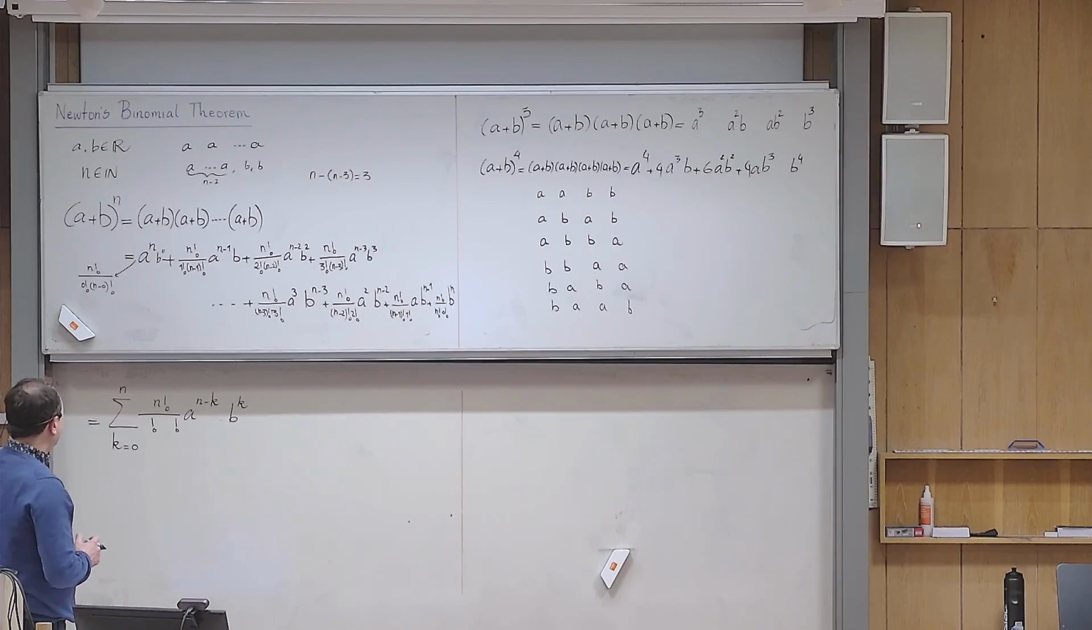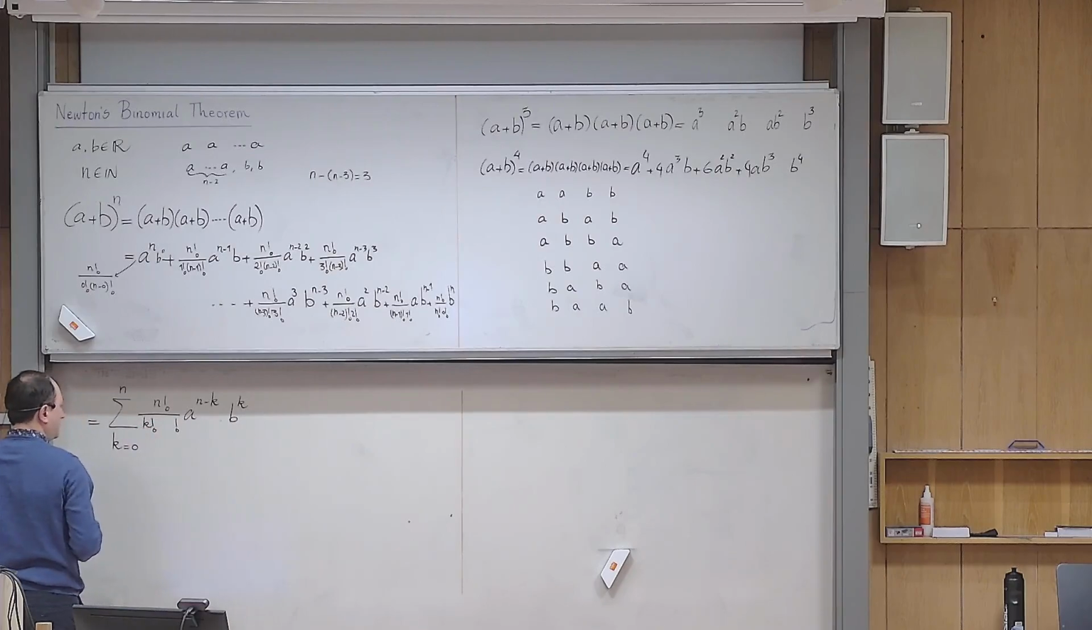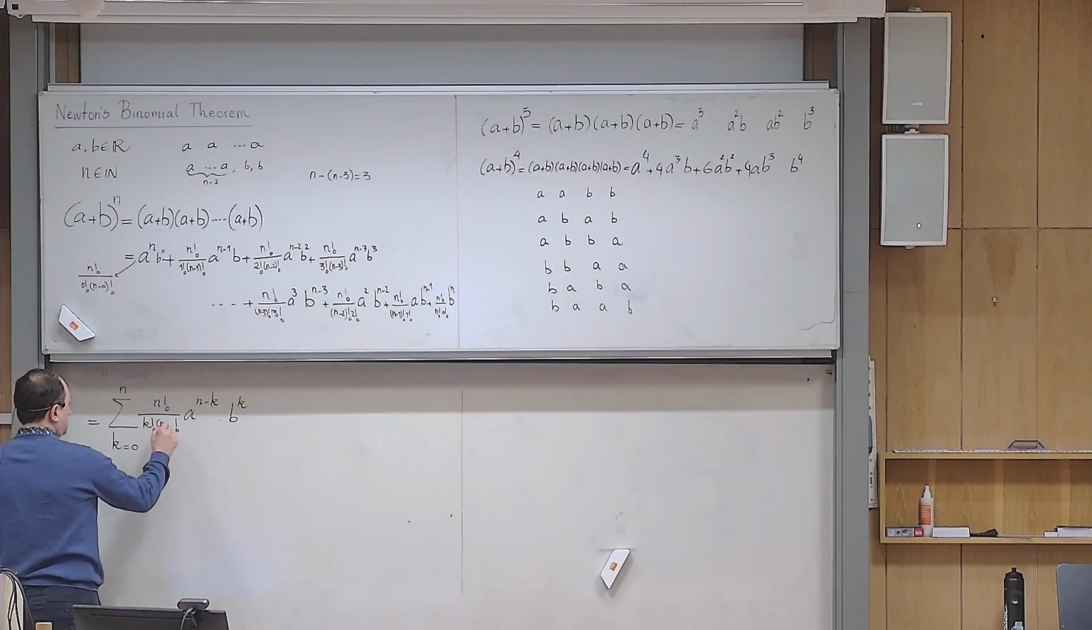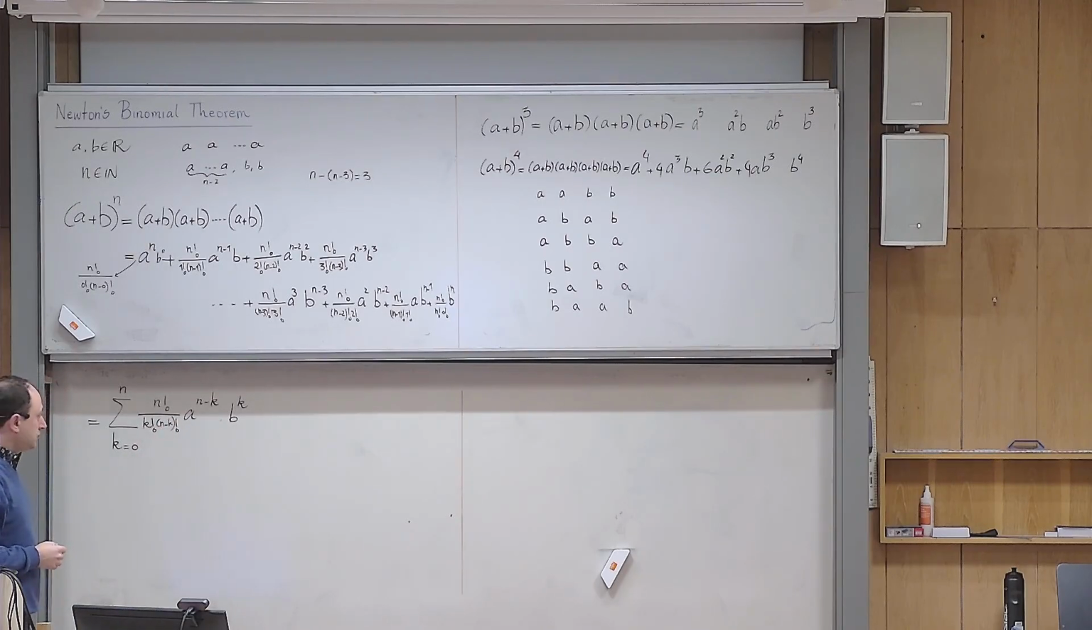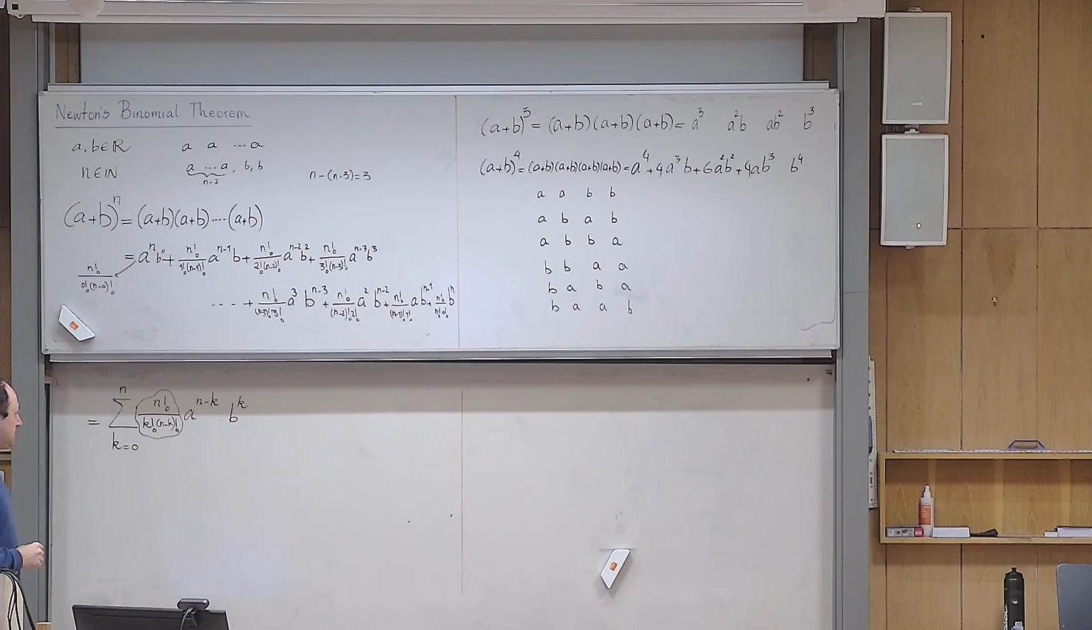Isn't it just k? Yeah, the first one is k factorial. But what is the second one? n minus k. n minus k factorial. So that's the general formula. And that's what is called Newton's binomial. But there is another symbol we use for this. Do you remember? This is the n choose k.